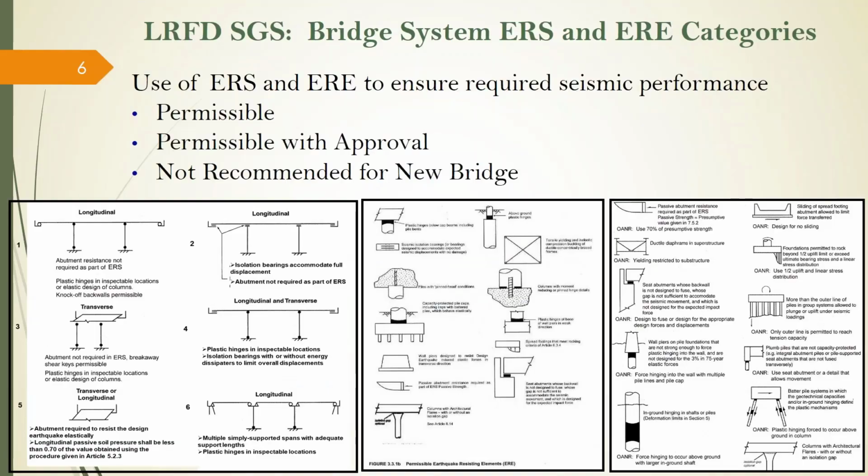So in order for those things not to happen, the guidance specification has recommendations on the structural type and how to have a structure that is seismic resilient. Some of those are permissible, and some are permissible with approval. But the ones on the right side are not recommended for bridges. Those are where we get yielding or liquefaction or plastic hinging away from the zone that we can control and provide immediate repair.